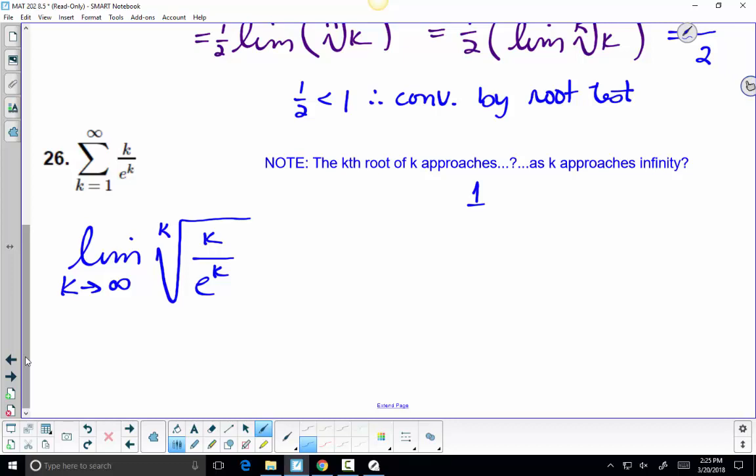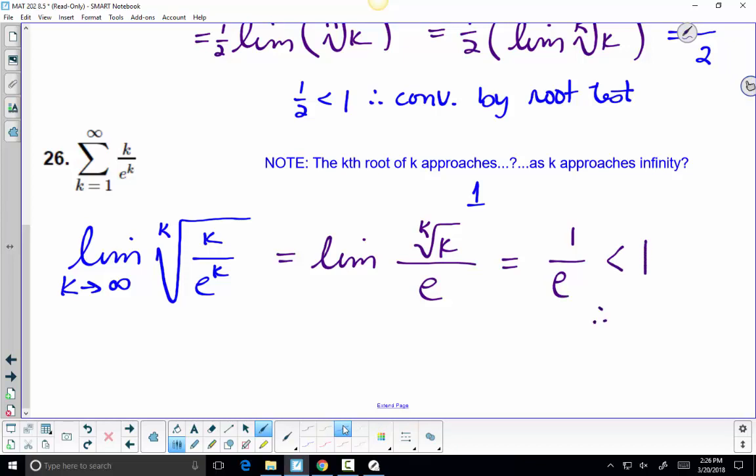Good job. All right, so the more you play with these, the more you can almost see where it's going to go and how it's going to get there quickly. So we have the kth root of k, and the limit of that we just saw is going to be 1. And the kth root of the denominator is just e. So the limit of the numerator is 1, the denominator is a constant. This is less than 1, so therefore convergence. Convergence by root test. Not too bad.